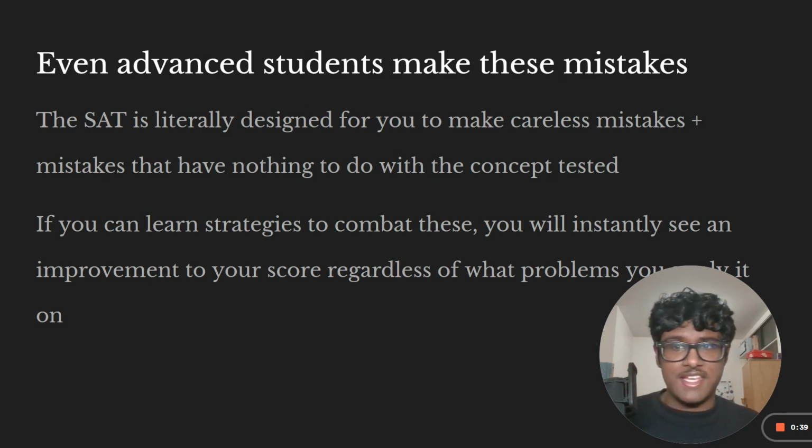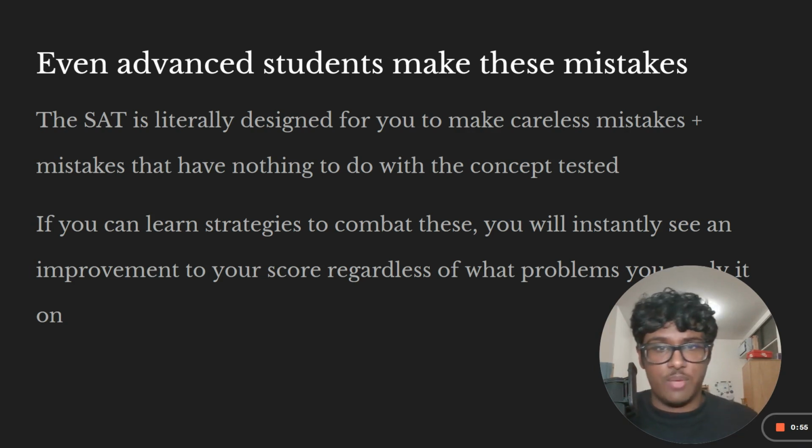And the reason why that is because the SAT literally designs these questions with this idea that you're going to make careless mistakes, right? And by careless mistakes, I mean the common interpretation of them, as in not reading the problem correctly or doing something incorrect that you knew you could have gotten, right? It wasn't anything conceptual. It was just a mistake that was made.